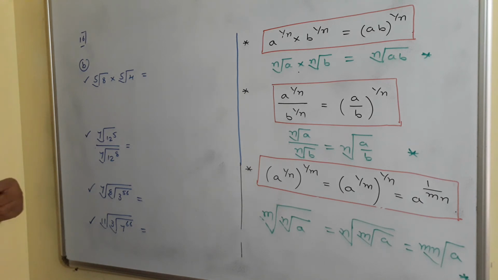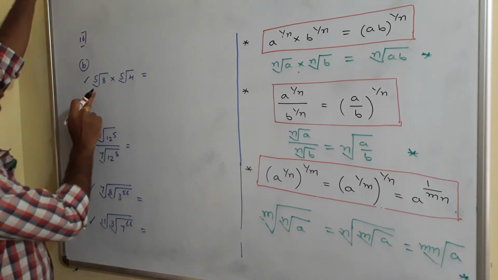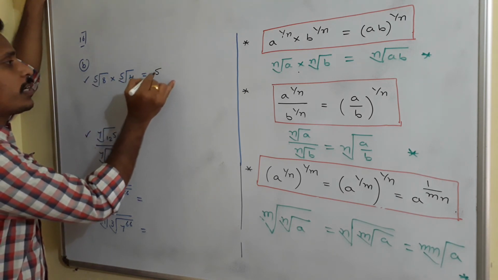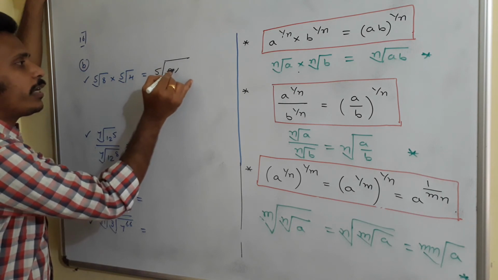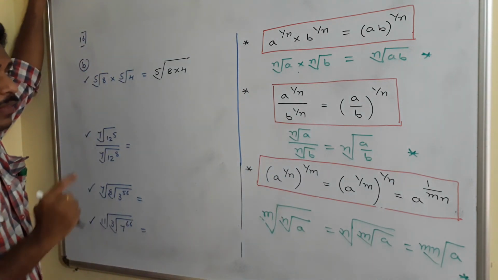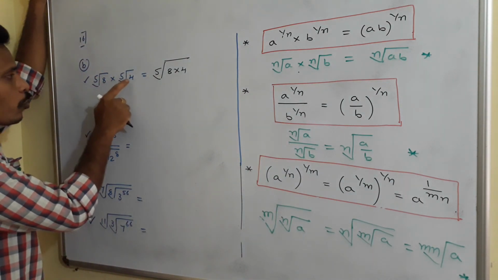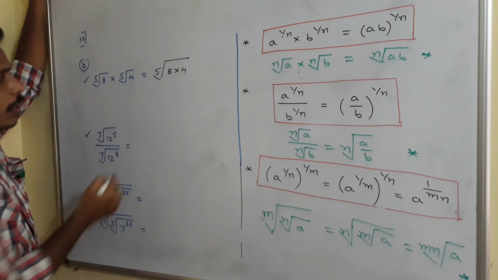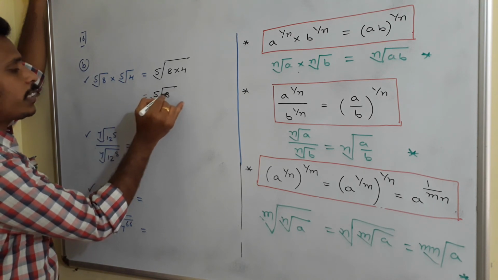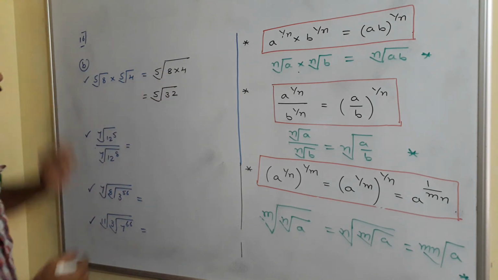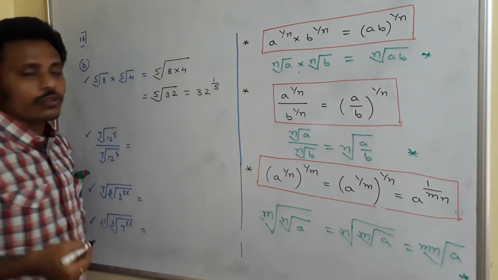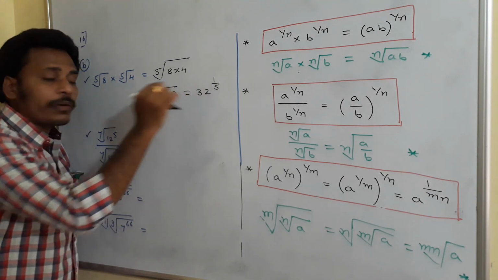I am trying to solve fifth root of 8 times fifth root of 4. Here 5 and 5 are the same, so I will express it as fifth root of 8 into 4. Nth root of a times nth root of b is nth root of ab, right? So fifth root of 8 times fifth root of 4 can be written as fifth root of 8 into 4, which is simply fifth root of 32. 8 fours are 32. And fifth root of 32 is nothing but 32 to the power 1 by 5.